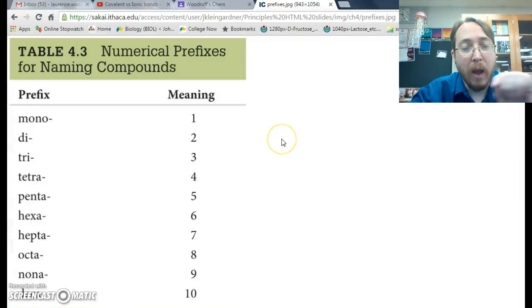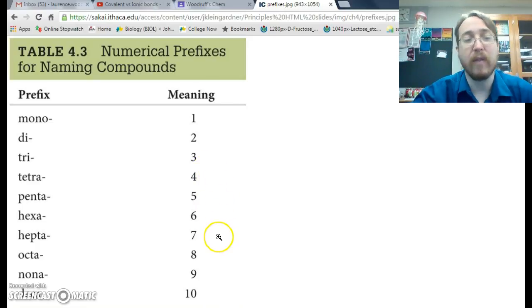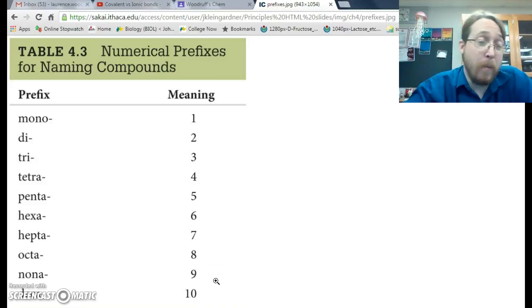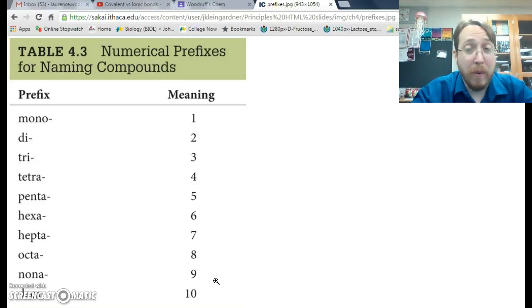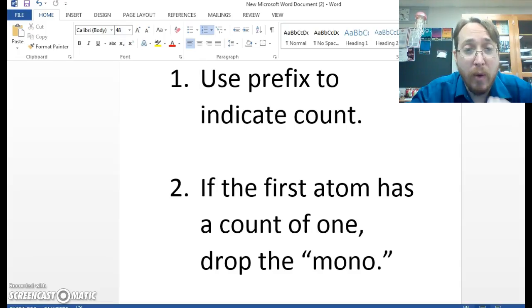Let's see. Our prefixes are here. Use mono if the count is 1, di for 2, tri for 3, tetra for 4, penta for 5, hexa for 6, hepta for 7, octa for 8, nona for 9, and deca for 10. These are it. If you memorize these, you're going to be able to name any covalent compound that I throw at you. So we use the prefix to indicate the count.